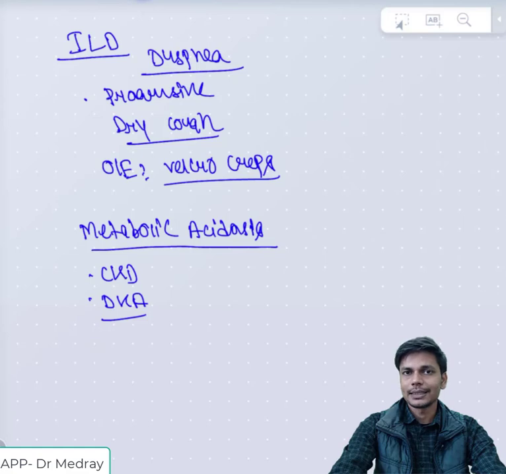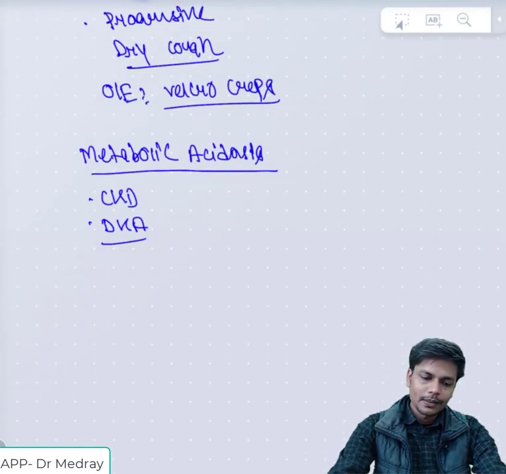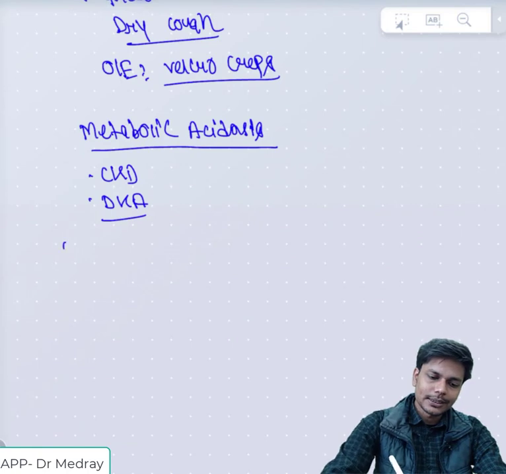This is not actual breathing difficulty. The oxygen saturation might be normal, but the patient is tachypneic. This is because of metabolic acidosis. The lung is compensating for the metabolic acidosis to cause respiratory alkalosis in a patient of chronic kidney disease and diabetic ketoacidosis.